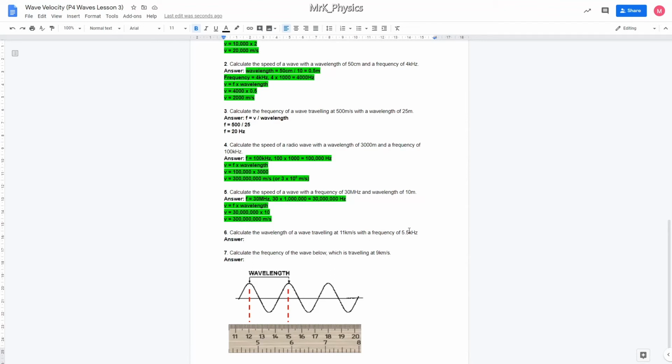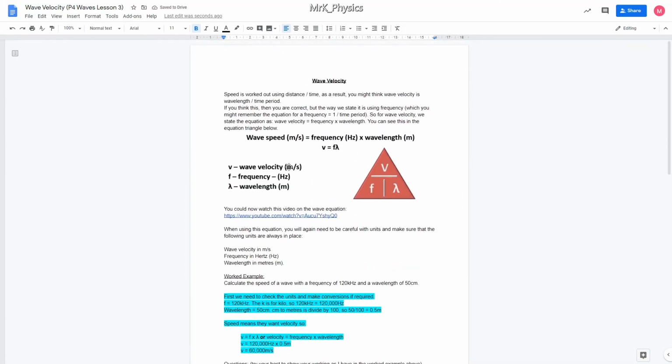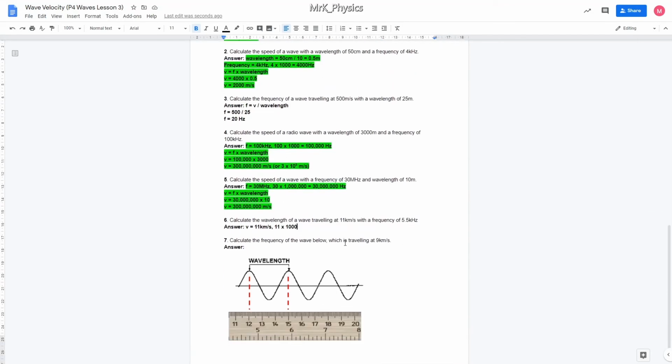Now K, we came across here as kilohertz, so that must be kilometers, and so what we've got to watch out for this time is we'll put V equals 11 km per second, but that then means we've got to do 11 times by 1,000, because our wave velocity should always be meters per second, not kilometers per second. So do 11 times by 1,000 to give you 11,000 meters per second. So that's your speed, or your wave velocity.